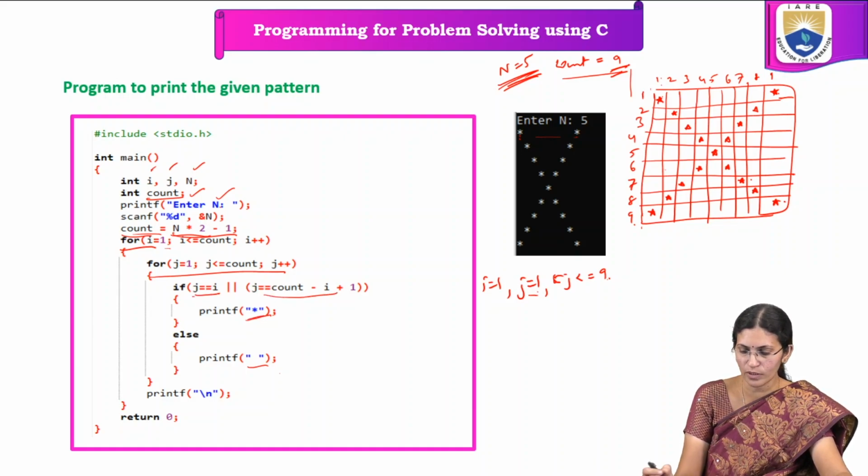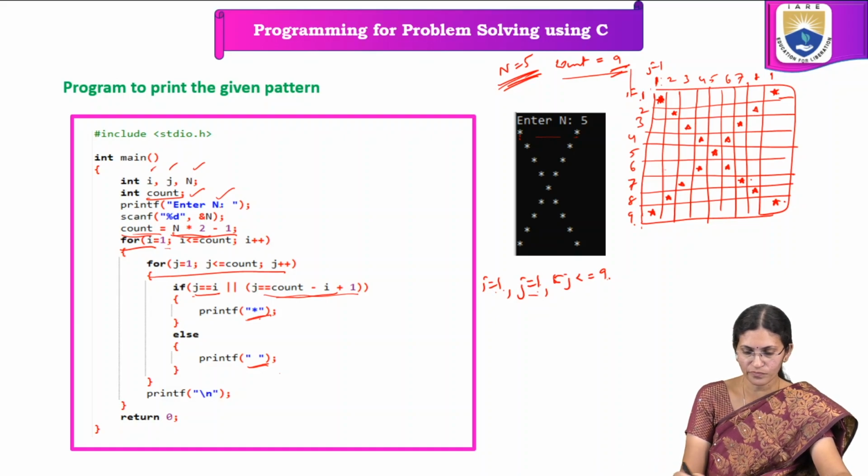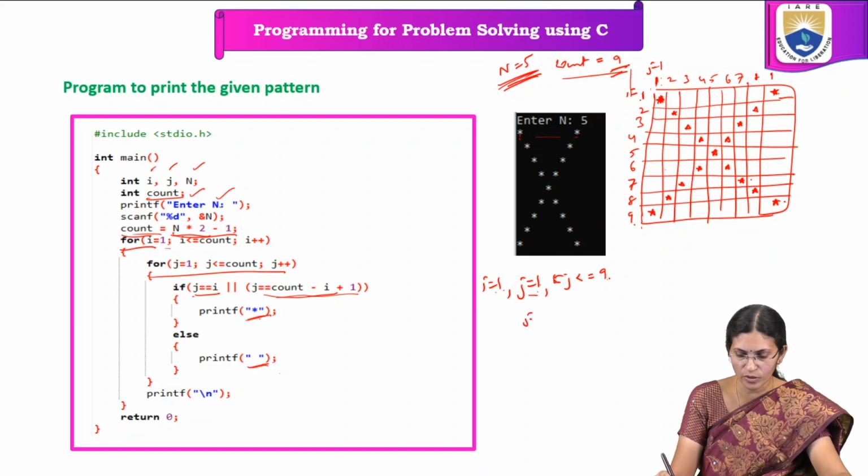For j is equal to I, that means 1 comma 1. So for I is equal to 1, j is equal to 1, star is going to print here. Here this is I and this is j. For I is equal to 1, j is equal to 1, star will be printing. Else this will be printed. It will print the star for this condition also. When j is equal to 1, the star statement will be printed. Now when j is equal to, you can see here, count is 9.